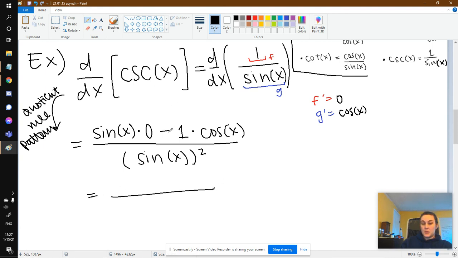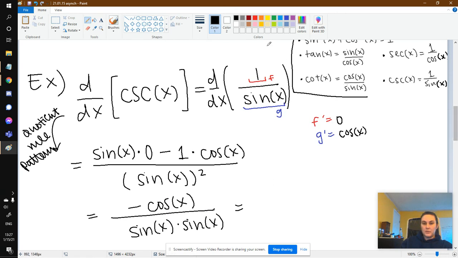Sine times 0 is 0. 1 times cosine is cosine. So the top becomes negative cosine. And I'm going to write the bottom like sine times sine. The reason I'm going to do that, you ready for this? Cosine divided by sine is cotangent. And 1 over sine is cosecant.